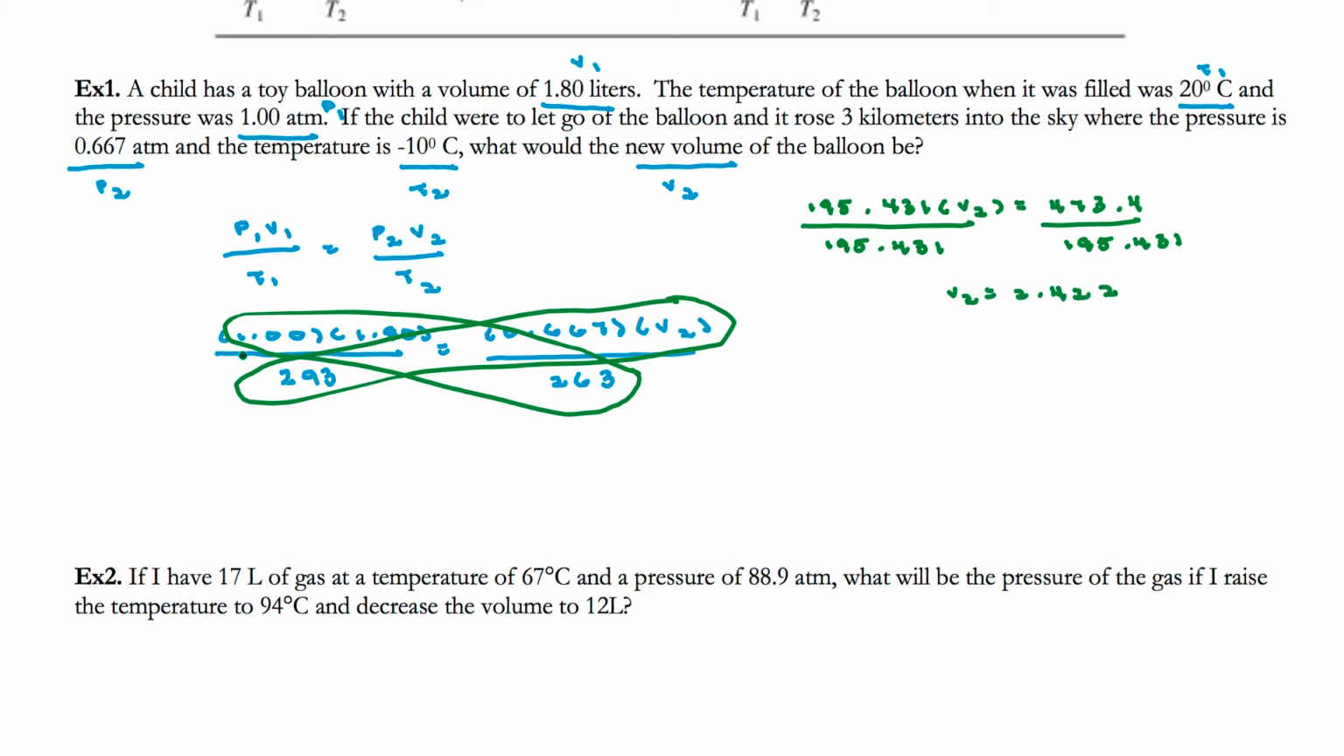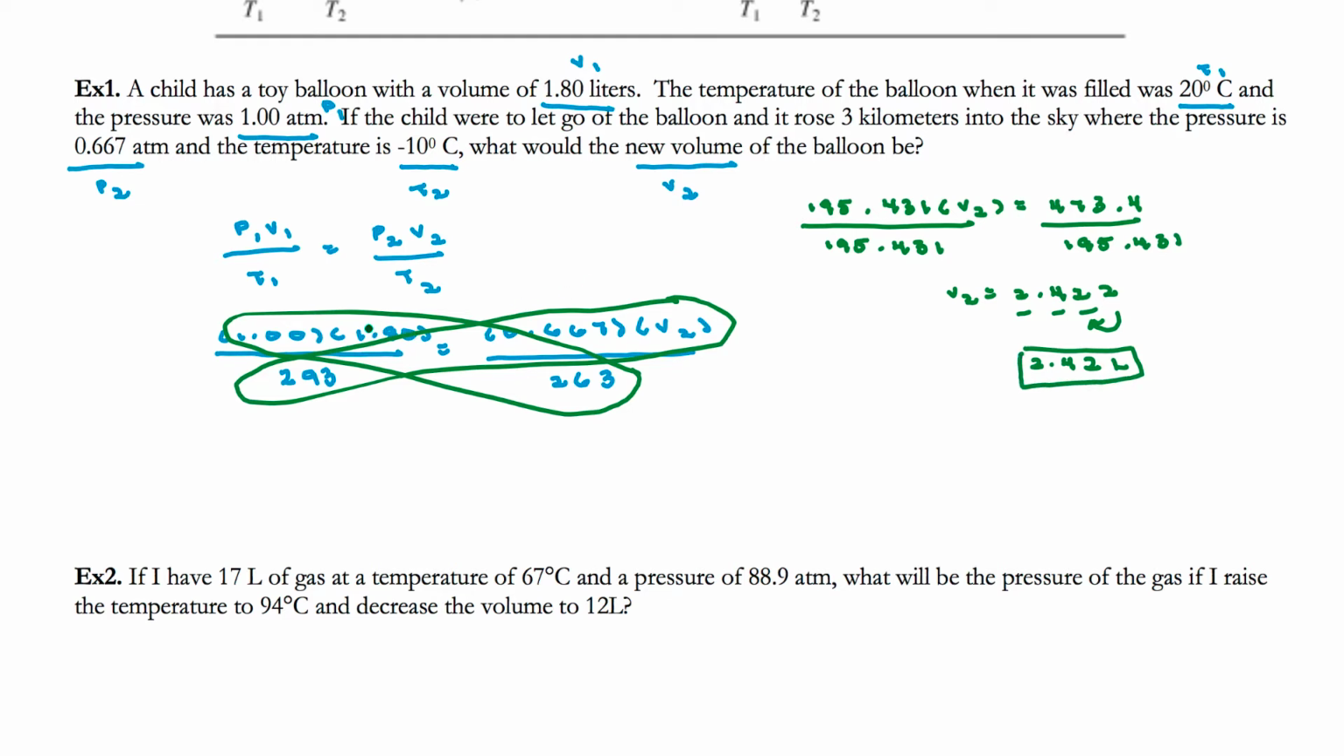Okay, sig figs, let's look here. 1.00 has 3, 293 has 3, 0.667 has 3, and 263 has 3 sig figs. So 1, 2, 3, so 2.42. And my units are going to be liters.